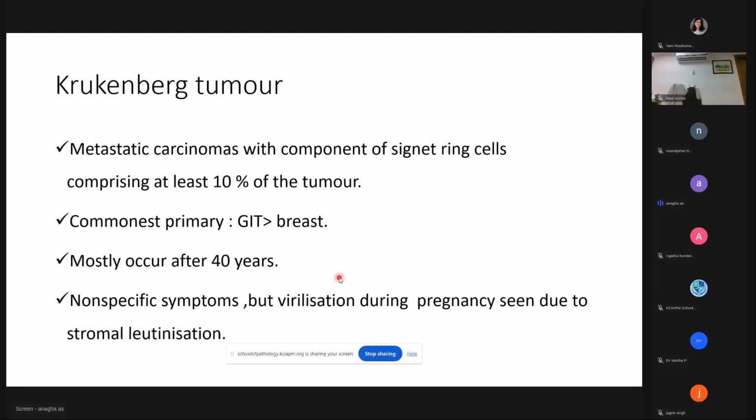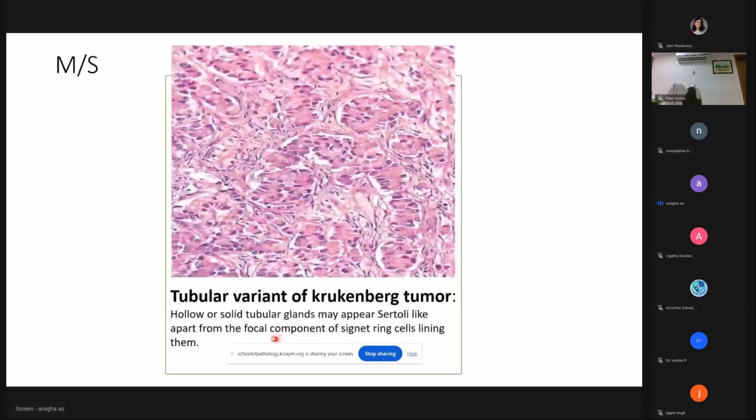As signet ring cells are present, my second differential diagnosis would be a Krukenberg tumor, where a metastatic carcinoma with a component of signet ring cells comprising at least 10% of the tumor will be present. The patient will present with non-specific symptoms, but virilization during pregnancy can be seen due to stromal luteinization. In a variant of Krukenberg tumor known as the tubular variant, hollow or solid tubular glands may appear separately from the focal component of signet ring cells lining a duct.